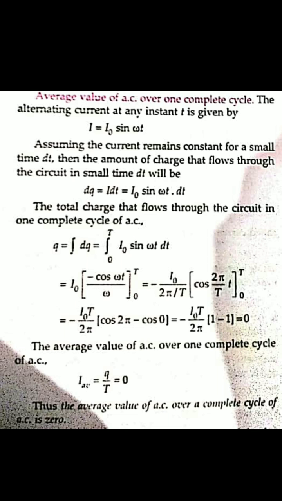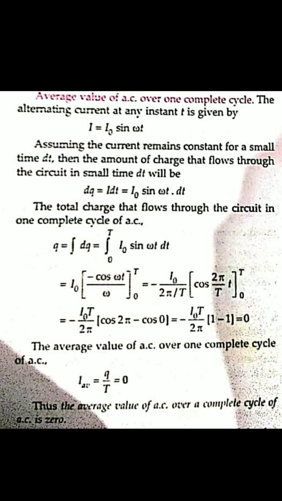In place of I, we put the expression I0 sine omega t into dt, for that small time dt. Now to get the total charge that flows through one complete cycle of AC, we integrate both sides, so Q equals the integral, with limits 0 to T, the time period. If we integrate sine omega t, we get minus cos omega t by omega.